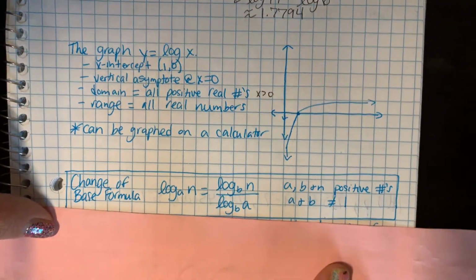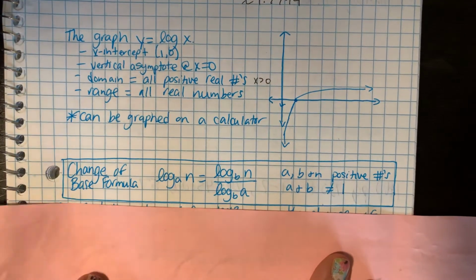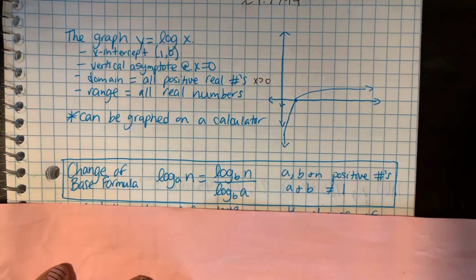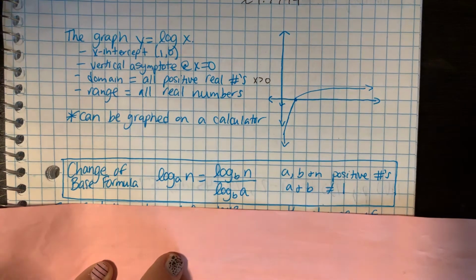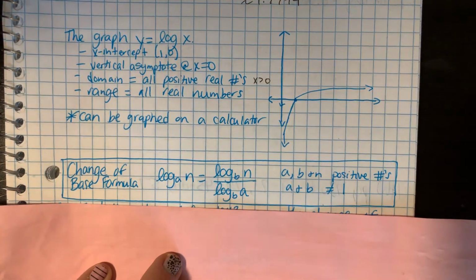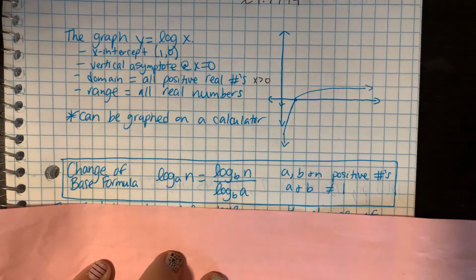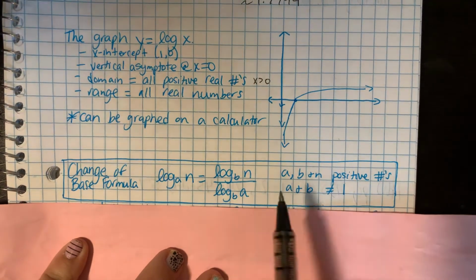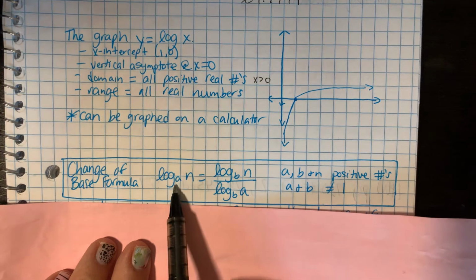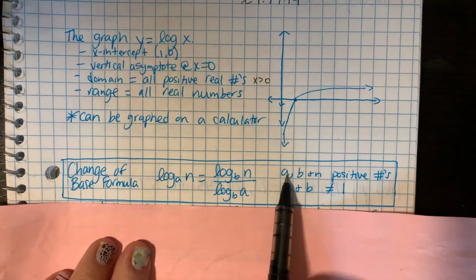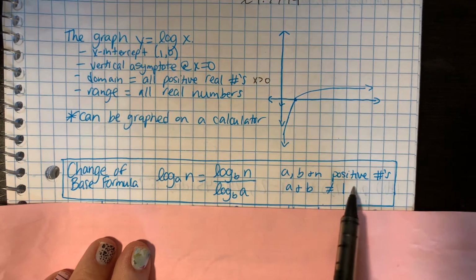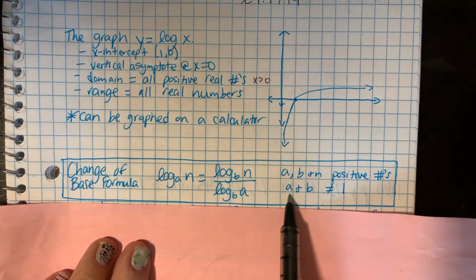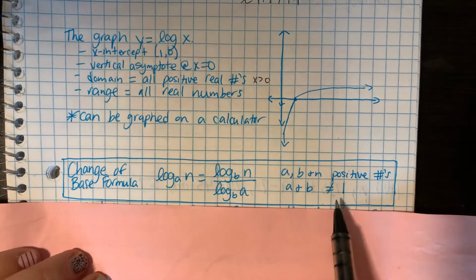Okay. All right. Change of base formula. This formula is really helpful so that you can put things in log base 10 so that you can then use your calculator. Okay, because remember, if you had a log with a base of 2, for example, you can't use your calculator. So this formula helps with that. What it says is we're assuming that A, B, and N are all positive numbers, and A and B are not equal to 1.